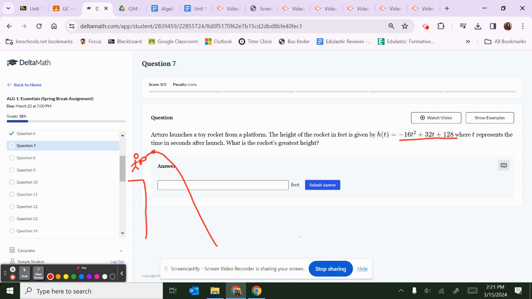Okay. For me to find that greatest height, guys, I need to first find the time that it takes me to get to that greatest height. So to find the time that takes you to get to your greatest height, you need to use a formula. x is equal to negative b over 2a. All right. So that's how you find the time.